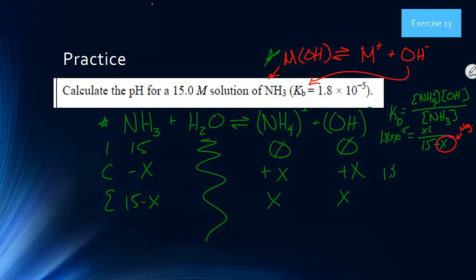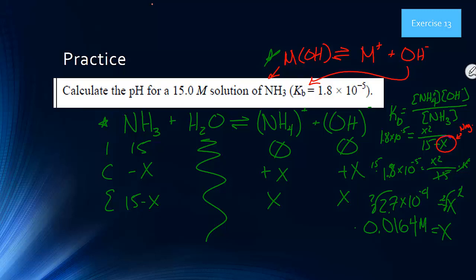So 1 times 10 to the minus fifth equals x squared over 15. Multiply by 15 on both sides to get that x squared has to equal 2.7 times 10 to the minus fourth. Square root of both sides gives us the concentration of 0.0164 molar for our concentration of hydroxide as well as our concentration of the ammonium ion.